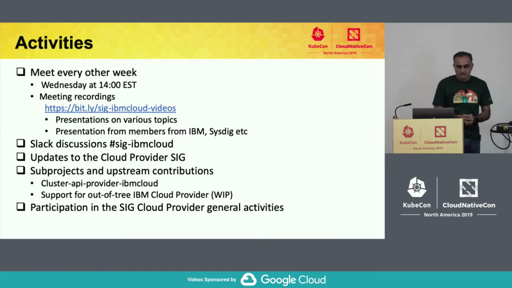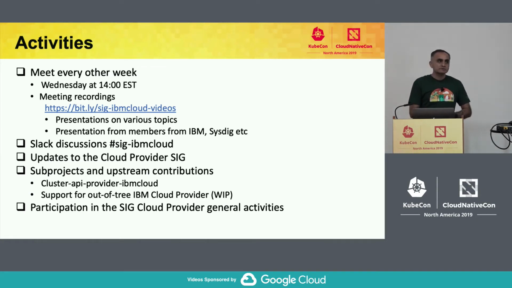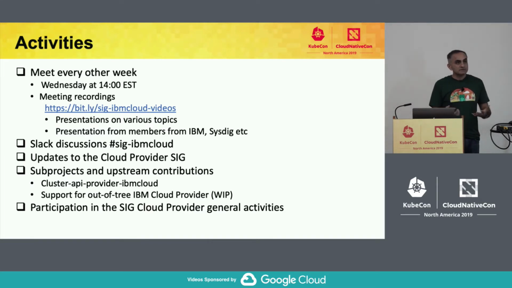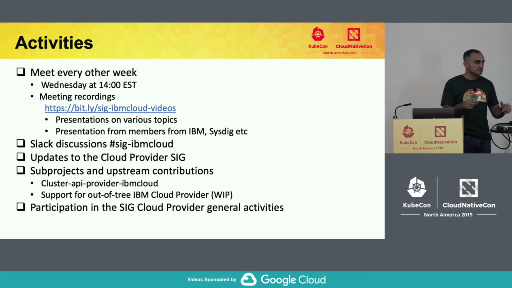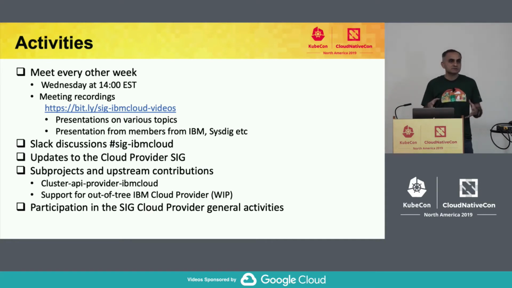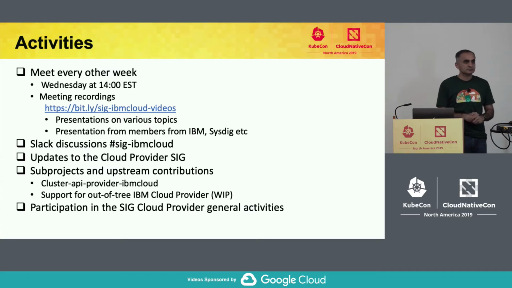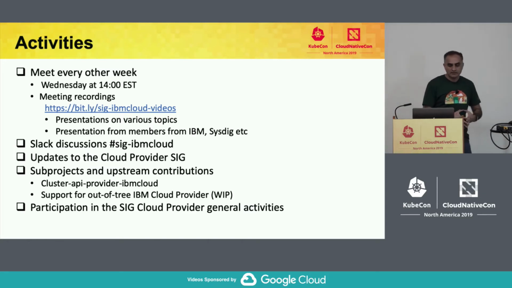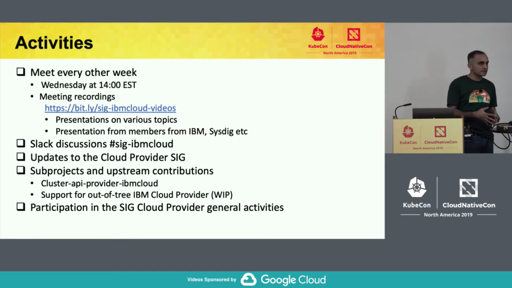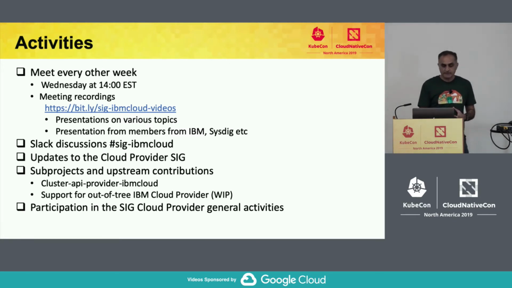Slack discussions, like I said, there's a Slack channel called SIG IBM Cloud or Provider IBM Cloud. It's out there. And another thing we do is provide updates of our activities. So every other week we have the Cloud Provider SIG meetings. That's the bigger one, as I mentioned earlier. So all these working groups represent there, from AWS and GCP and Azure and OpenStack, and all these groups are there. We always attend there. We provide the updates there.